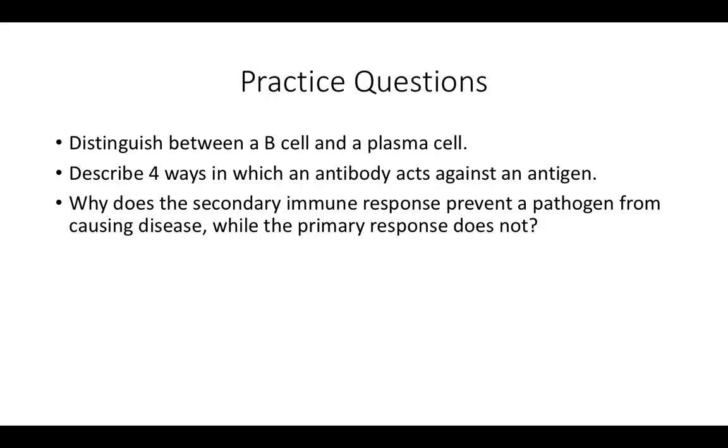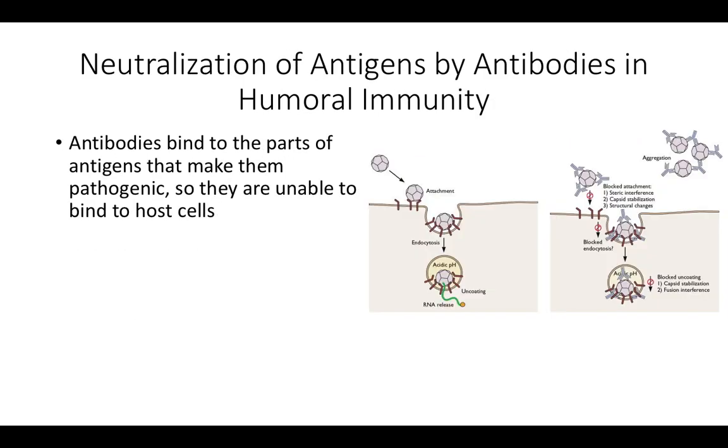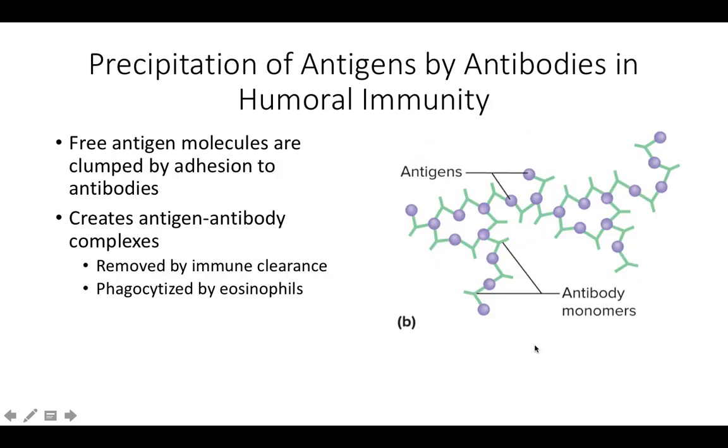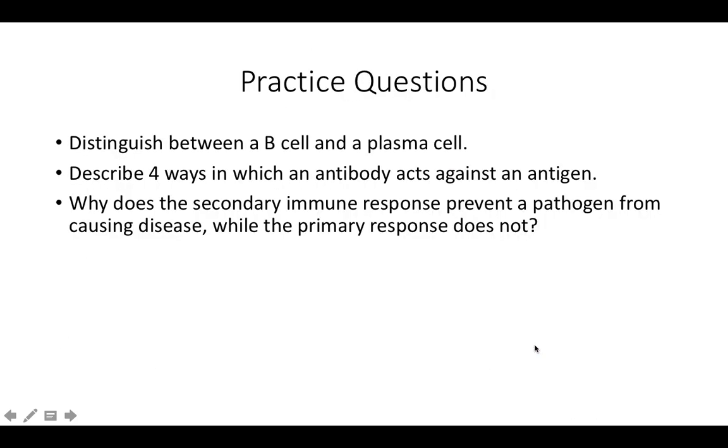All right, so practice questions for this section. Distinguish between a B cell and a plasma cell, right, because they're not the same thing. One comes from the other. Here we have B cells. Here we have plasma cells. What do plasma cells do? Describe 4 ways in which an antibody acts against an antigen.